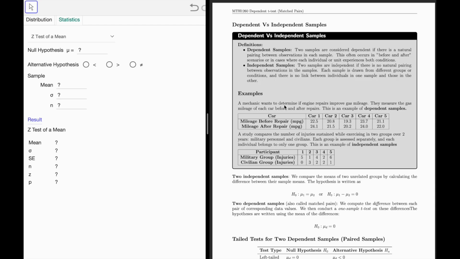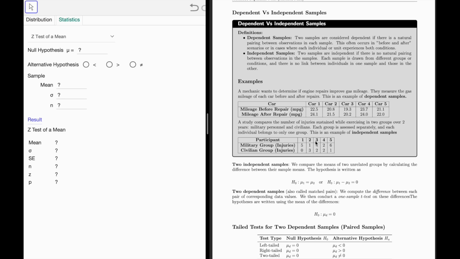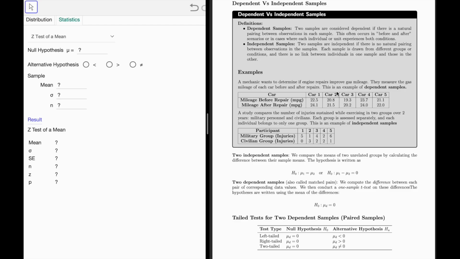A mechanic wants to determine if engine repairs improve gas mileage. They measure the gas mileage for each car before and after repairs. This is an example of dependent samples. You've got one car and they find the gas mileage before the repair. And then from the same car, they measure the gas mileage again so that they can compare. So those two values are directly related to each other. They're coming from the same object or the same person. So this example is considered dependent.